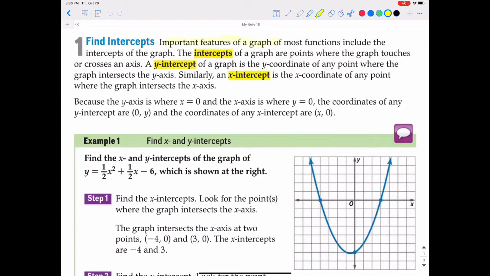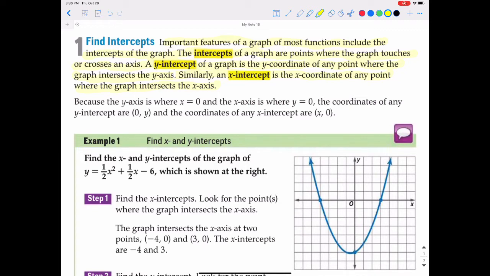Important features of a graph of most functions include the intercepts of the graph. The intercepts of a graph are points where the graph touches or crosses an axis. A y-intercept of a graph is the y-coordinate of any point where the graph intersects the y-axis. Similarly, the x-intercept is the x-coordinate of any point where the graph intersects the x-axis.